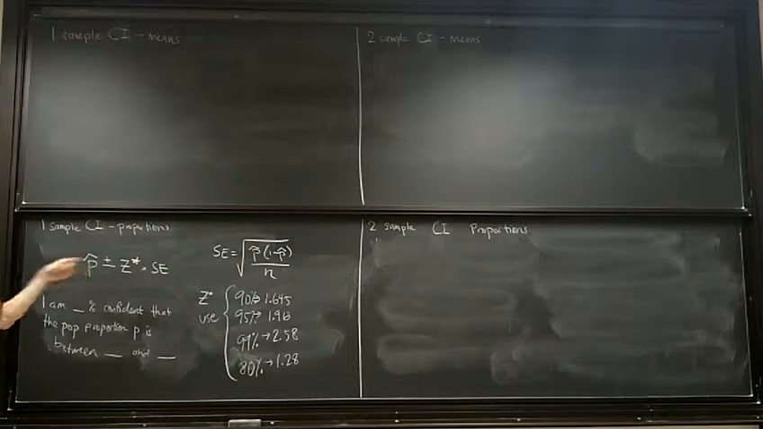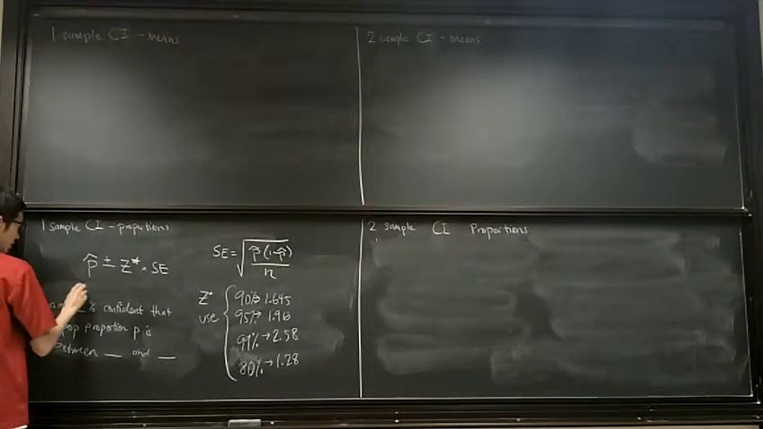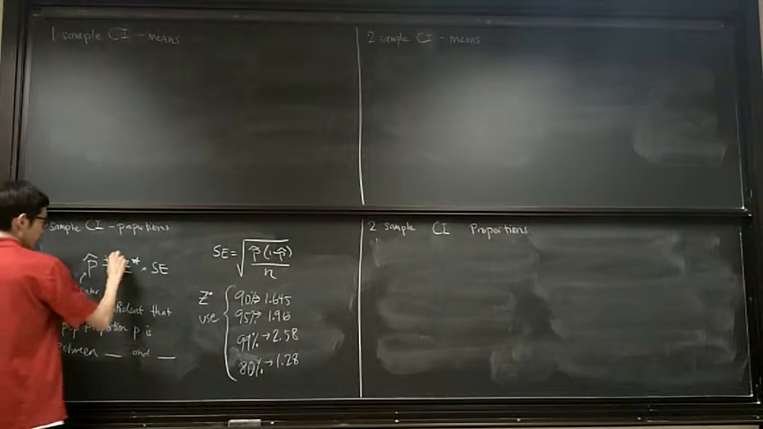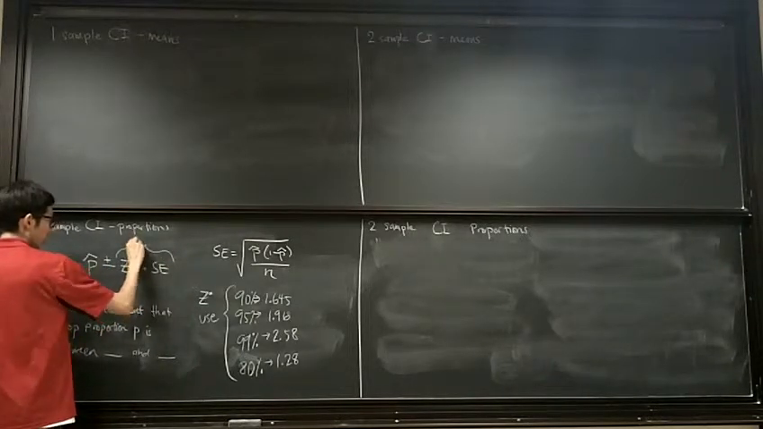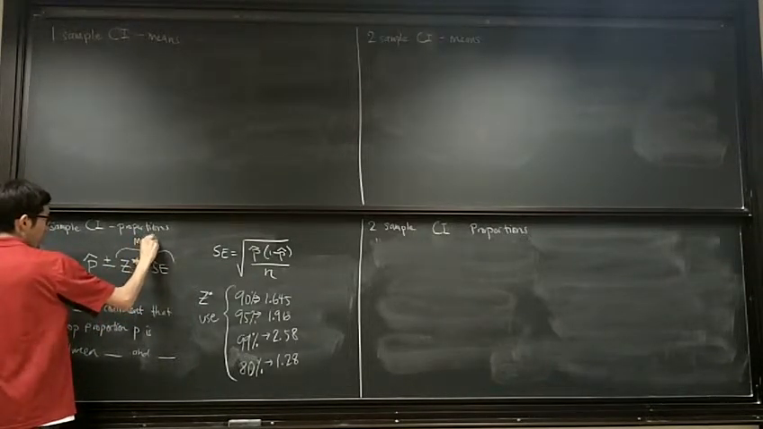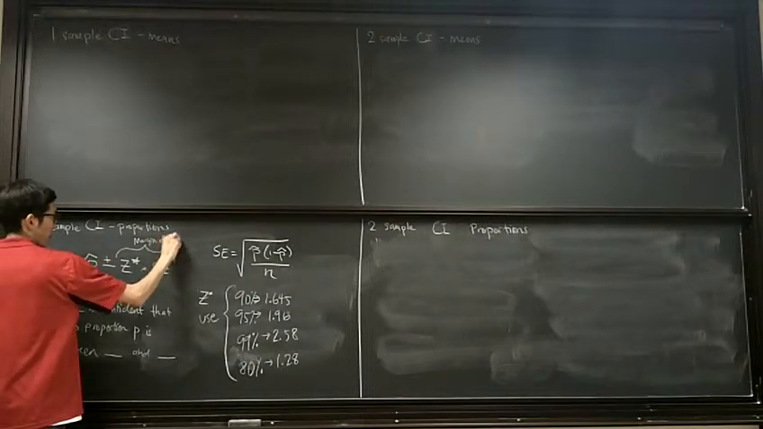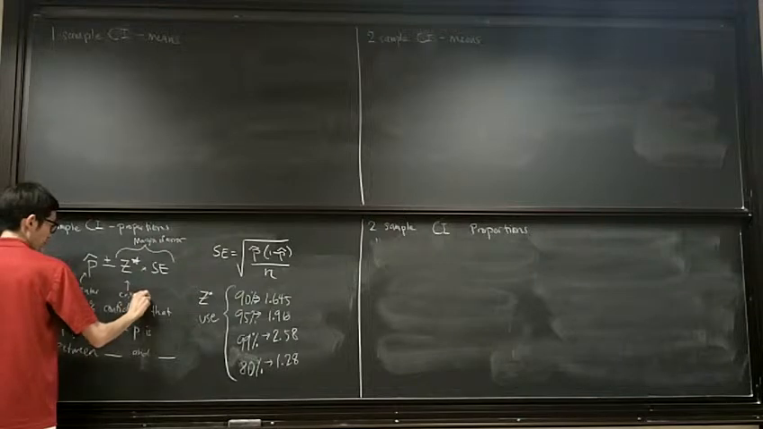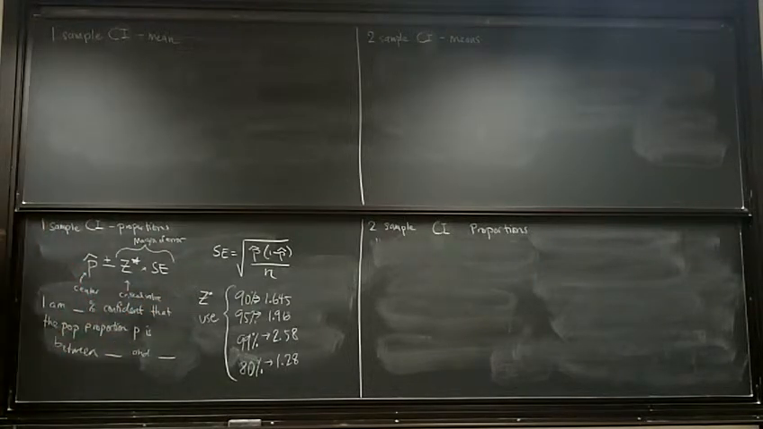So what's my center? The center of my confidence interval is p hat. This whole thing is my margin of error. This is called my critical value. And this is called the standard error.